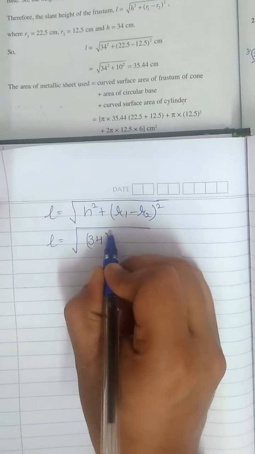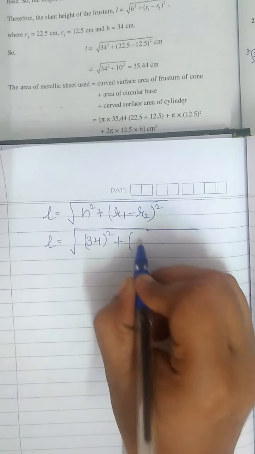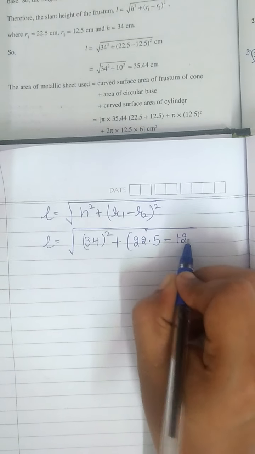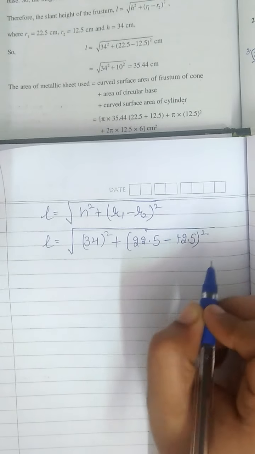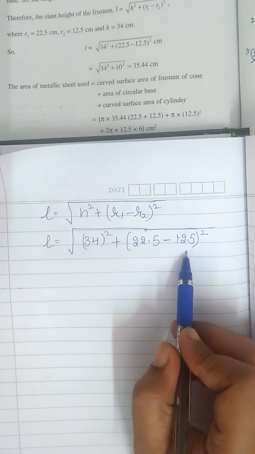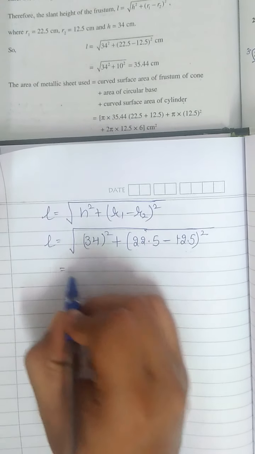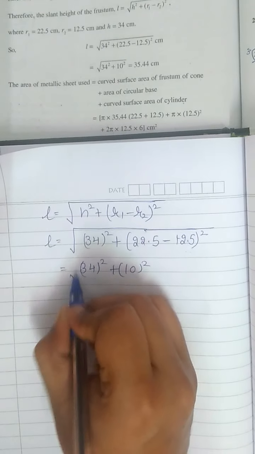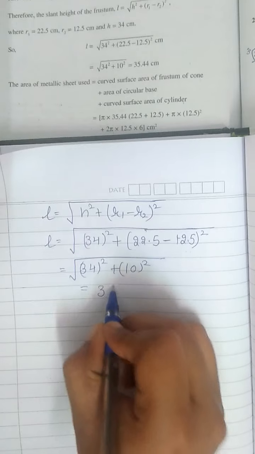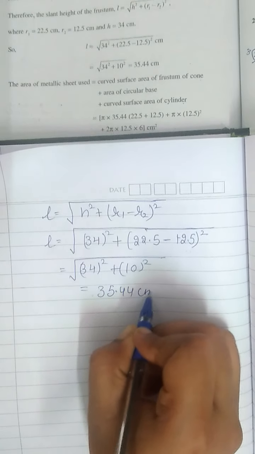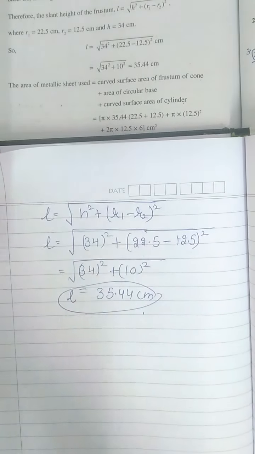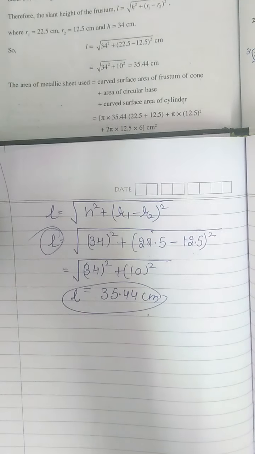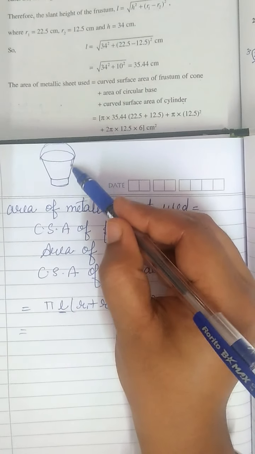Height is 34 square plus r1 is 22.5 minus 12.5, क्योंकि हमारे पास डायमीटर गिवन है तो हम उनको 2 से डिवाइड करके रेडियस फाइंड आउट कर लेंगे. ठीक है, तो ये हमारे पास आ गया 34 स्क्वायर प्लस 10 square. So after solving we get 35.44 centimeter. So this is the l. And what is the meaning of l? l means slant height. This is the l.